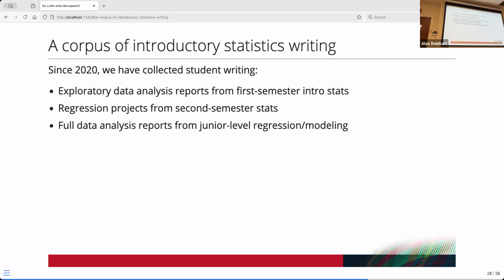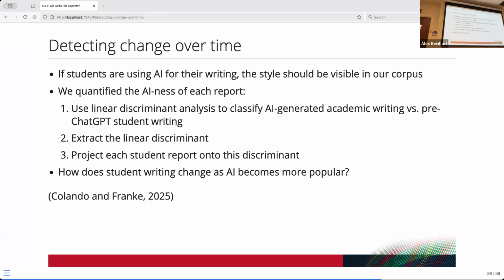And we have everything from first semester intro stats reports, second semester, where they're doing their first multiple regression and writing a simple report, all the way to our junior level course where they're doing a full regression analysis and logistic regression and writing full reports. And we have all of the text of those. Since our undergraduate program is large, this is over 2,500 reports that we have collected over 5 years now. So what we reasoned is if students are starting to use AI, maybe we can tell in our corpus.